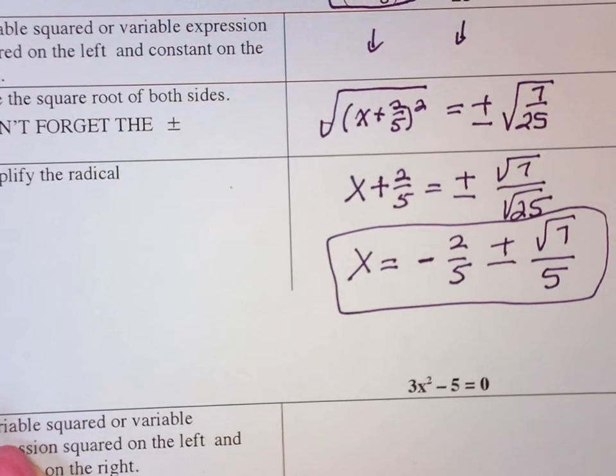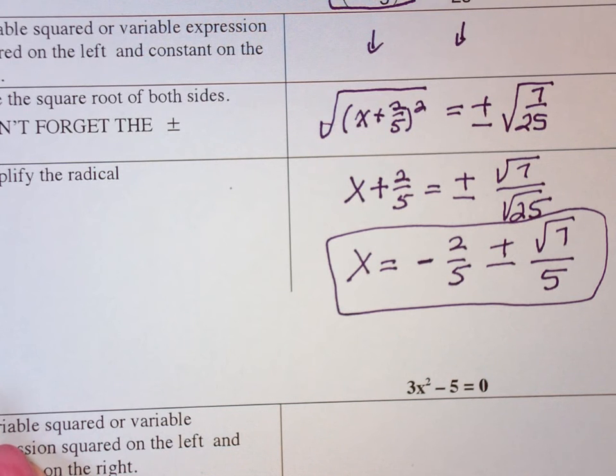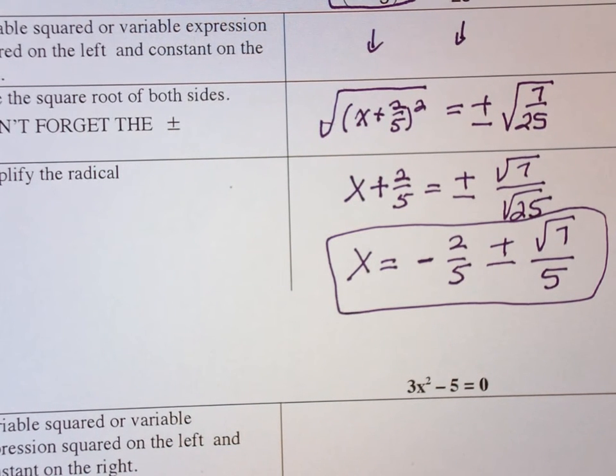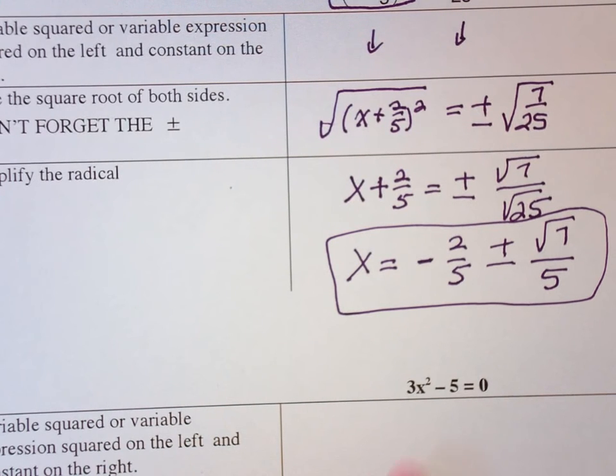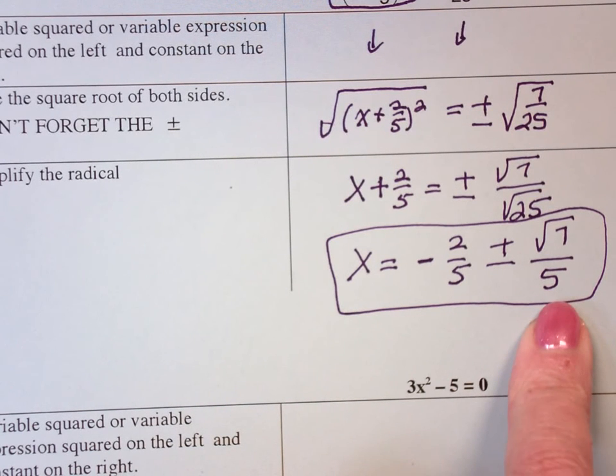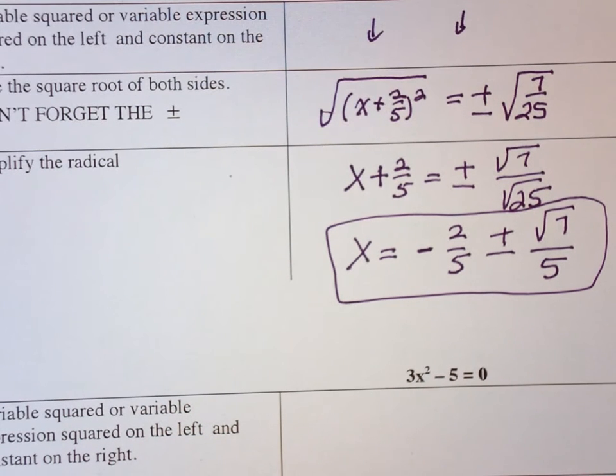Now in the next section you're going to see more things that look like that when we do the quadratic formula. Now I can't put the 2/5 and this together because the 2/5 doesn't have a radical 7. If it had a rad 7 I could bring it together, but it doesn't have a rad 7.